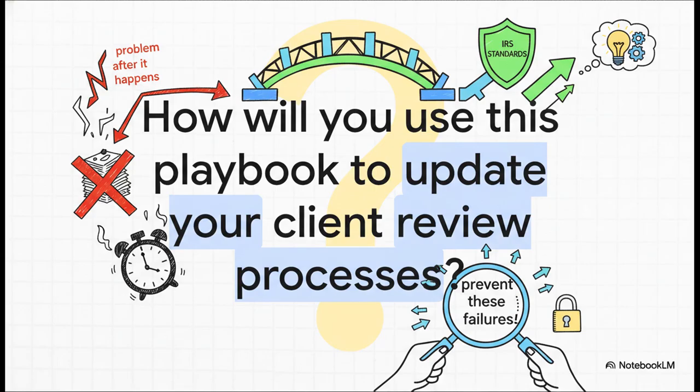Everything we've talked about today is reactive, right? It's about fixing a problem after it's already happened. But now you have the IRS's internal playbook. You know what they consider a valid excuse. So the real question is, how can you use this information proactively to maybe update your client processes and prevent these failures from ever happening in the first place?